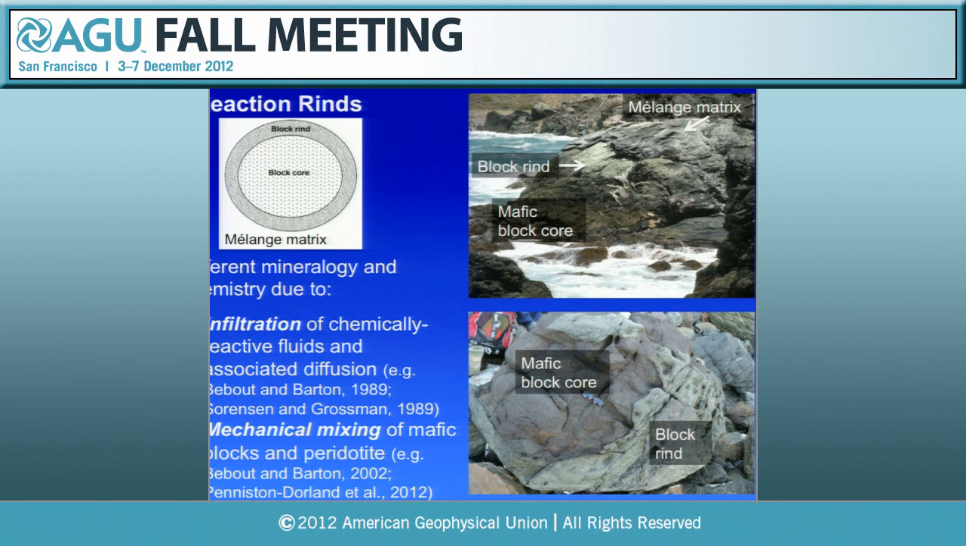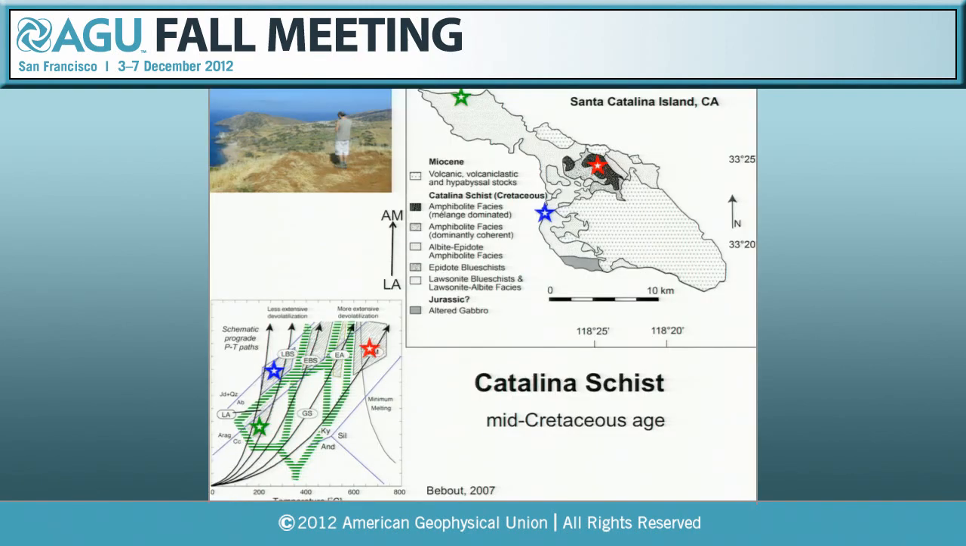And the goal of what we're doing now is to try to provide some sort of temporal context for these processes in order to decipher a history of what's going on within these subduction zones. So I'm going to be talking about the Catalina Schist. It's a mid-Cretaceous age subduction complex that's exposed off the coast of Los Angeles.